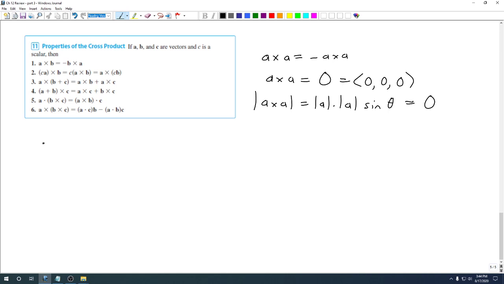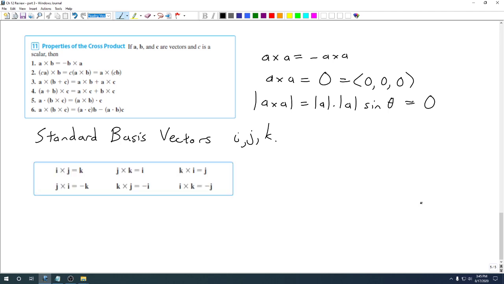Alright, so these properties are going to be useful for computing the cross product by looking at what happens to the standard basis vectors. So remember the standard basis vectors: i, j, and k. And think about what would happen if we take their cross products. Now I'm just going to go ahead and give you the result.